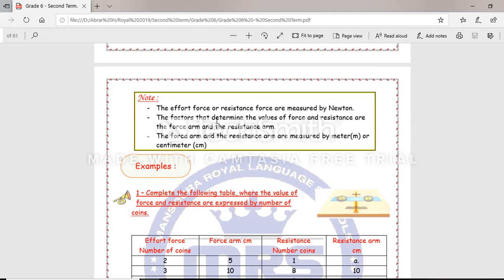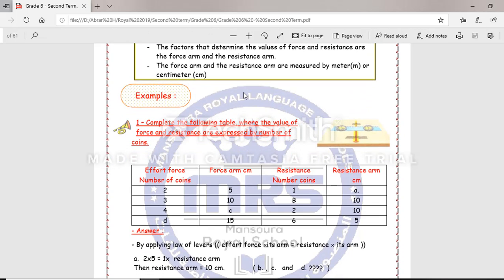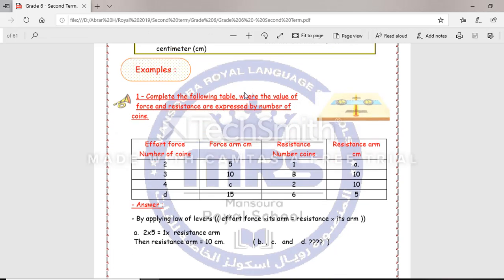The factors that determine the values of force and resistance are the force arm and the resistance arm. We can determine the value of force and resistance by knowing the force arm and the resistance arm. So here the effort or resistance are measured by Newton. The force arm and the resistance arm are measured by meter or centimeter.